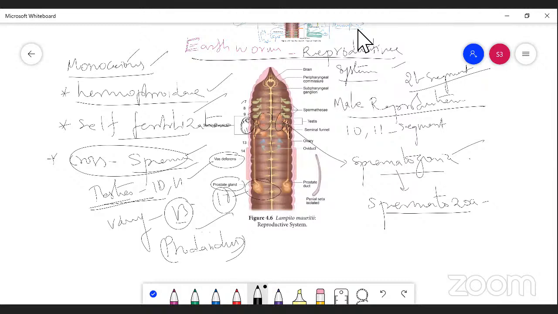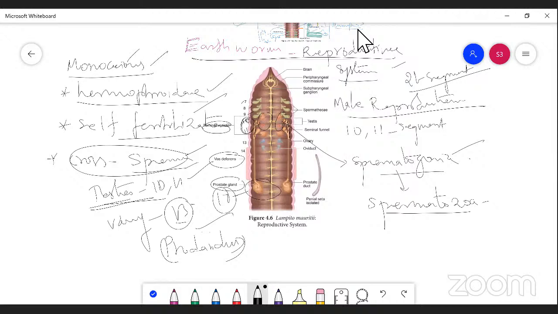Right? So the vas deferens are connected with the testes. A small structure is there, called the seminal vesicles. I already showed the diagram: the yellowish color is the seminal vesicles. The seminal vesicles are connected with the testes. So the testes and seminal vesicles are both connected with the vas deferens, and the vas deferens is connected with the prostate gland.